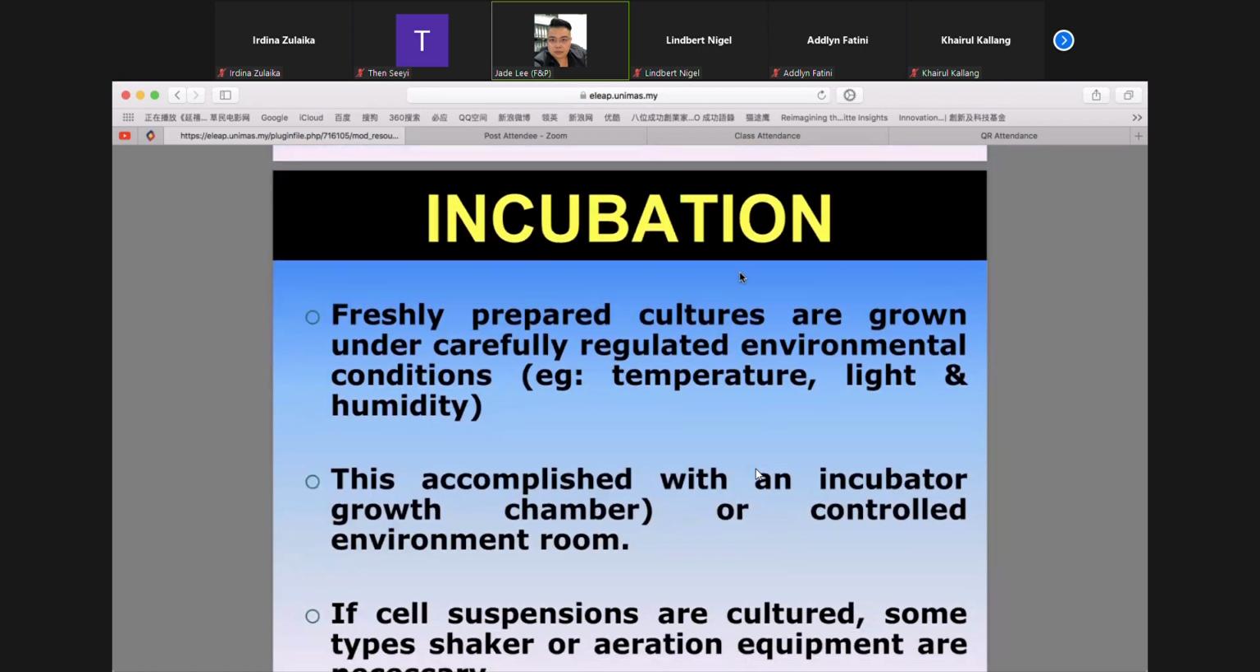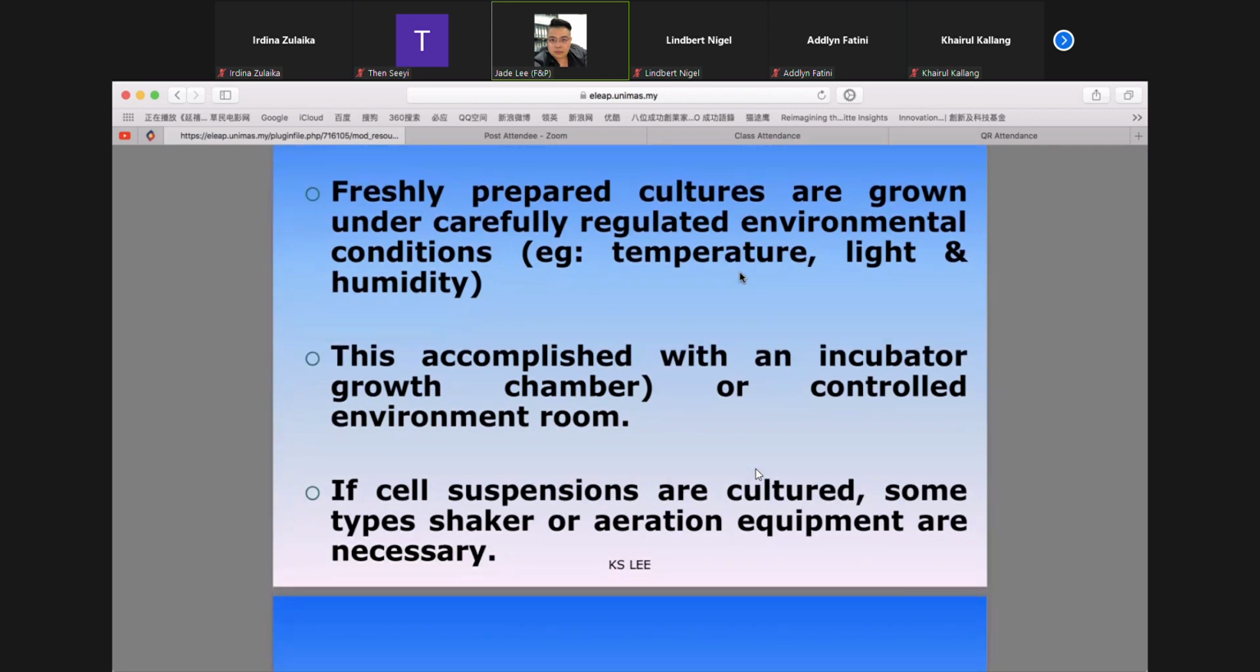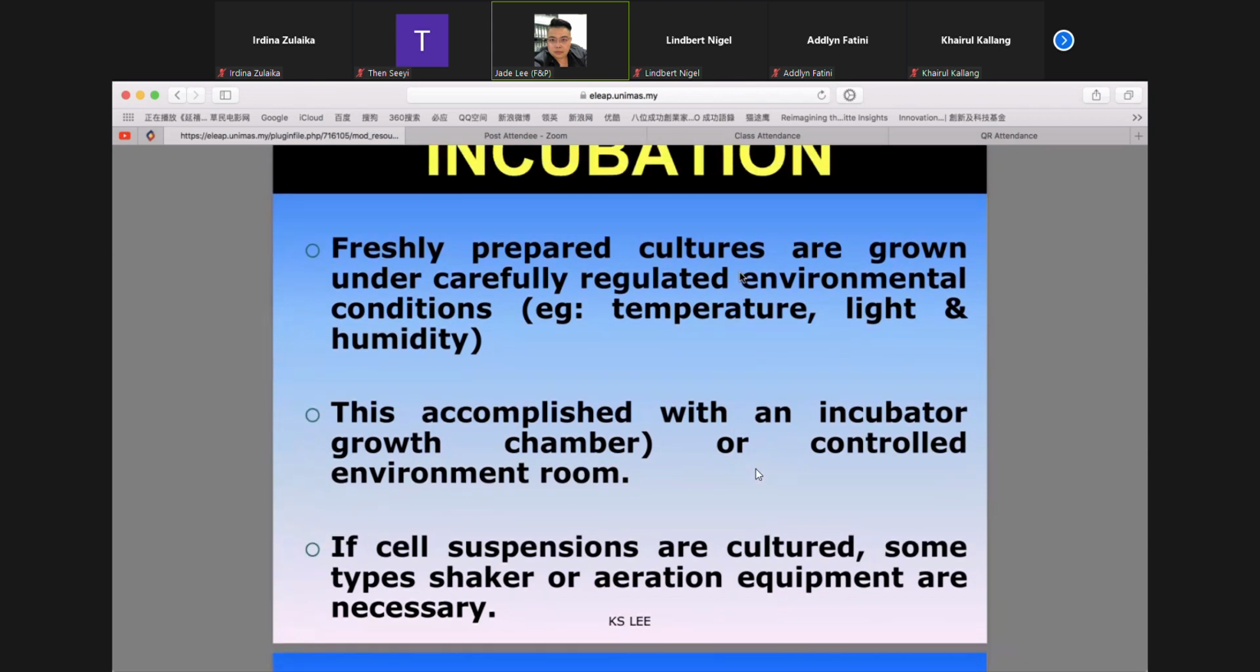For the incubations, a freshly prepared culture is grown under carefully regulated environmental conditions, such as the temperature, the light, and the humidity. This is accomplished with an incubator, growth chamber, and the controlled environment room. And if cell suspensions are cultured, some types of shaker and aeration equipment are necessary. If you culture your cells on solid media, then you do not need the aeration.